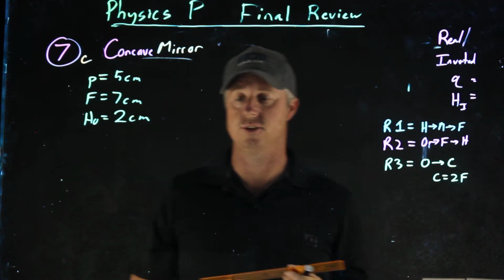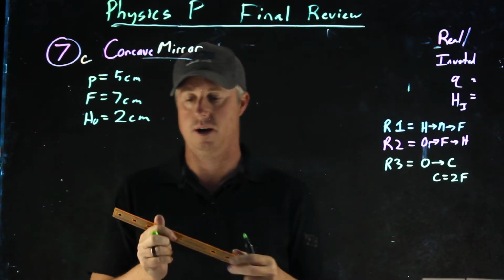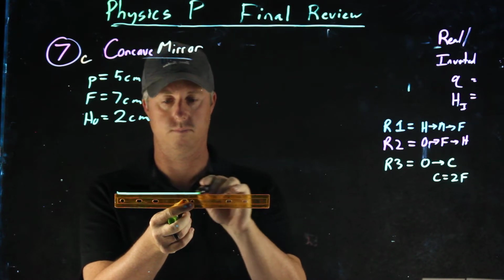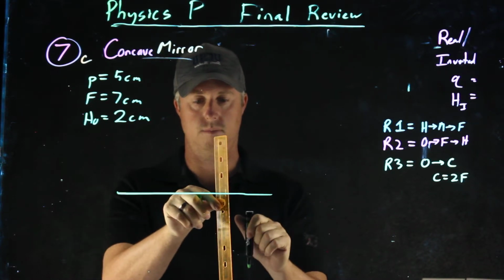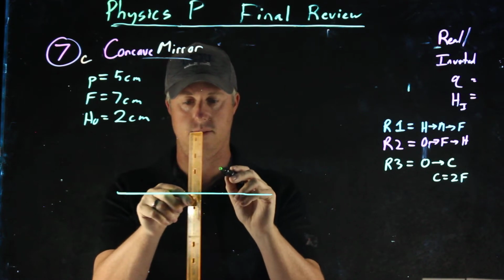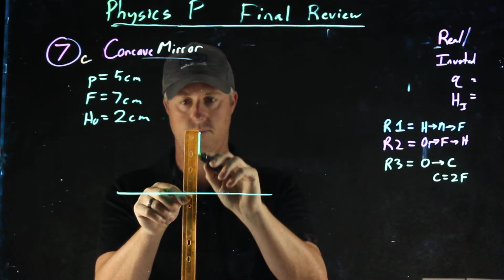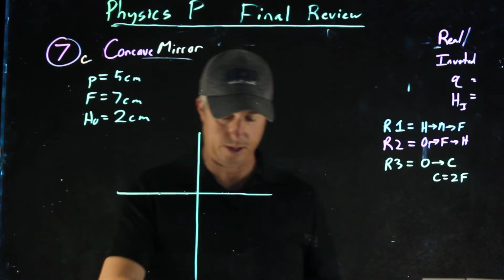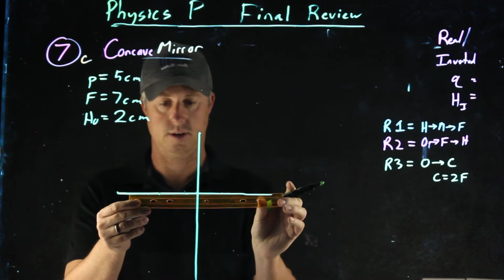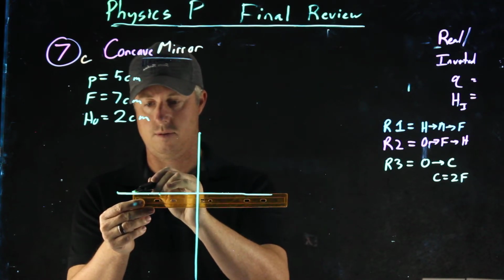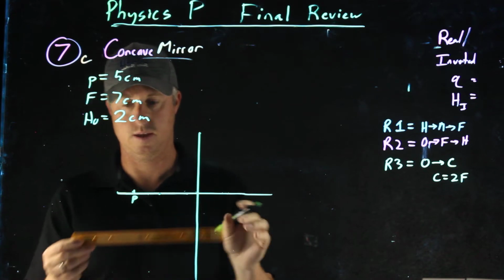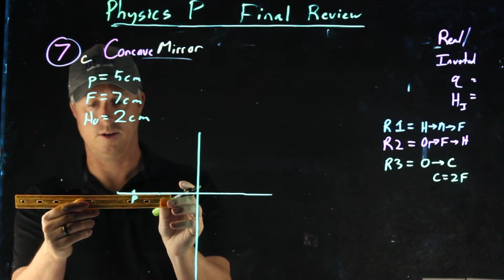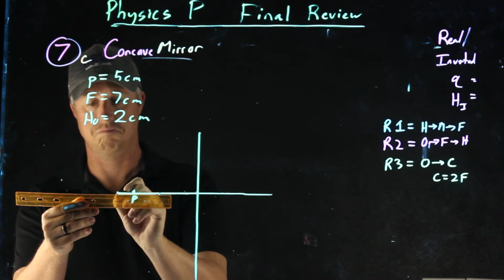So the first thing I need to do is build my ray diagram. I'm going to start out with a horizontal line, and then we're going to pick a vertical point. I then need to put in my measurements. So P is about 5. Okay, so that's P. Oh, I didn't make my line long enough. It's a normal problem. You just extend it out.